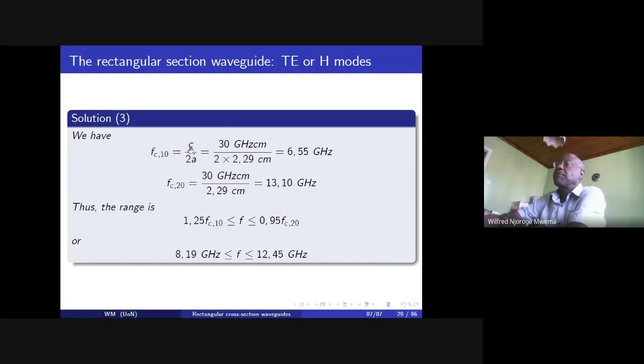First of all, we determine what the cutoff frequency is going to be for the fundamental mode, and we saw that was going to be given by c over 2a because we are using a hollow waveguide. Otherwise, we'd be dividing this by the square root of the relative permittivity multiplied by the relative permeability of the dielectric inside the guide. But since it's air, we are just going to use c over 2a, and we get a value of 6.55 gigahertz.